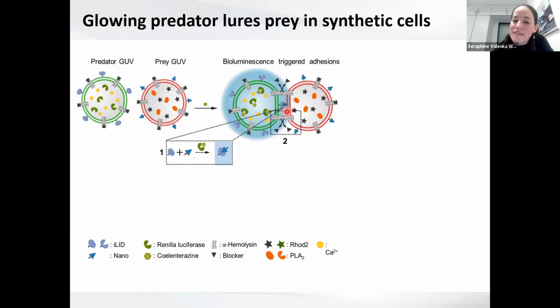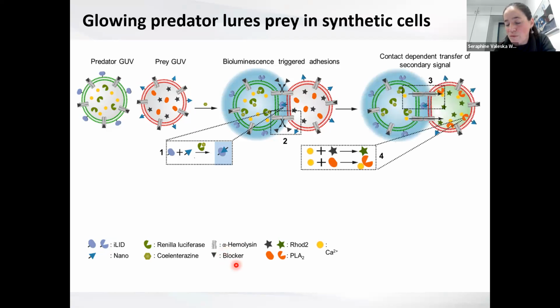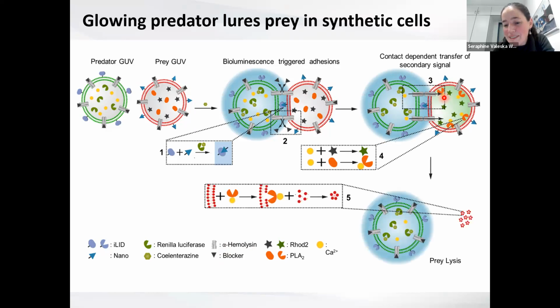Then we coupled these adhesions to a secondary chemical signal that would only be transferred from the sender to the receiver upon adhesion formation. And for this, we again introduced these alpha hemolysin pores that were initially blocked. But in the adhesion area, the blocker is displaced so that the pores open, and then you can transfer a small molecule from the sender to the receiver side. And here, this small molecule was again a calcium ion, and we used this calcium ion to activate the apophospholipase that was introduced into the prey cell.